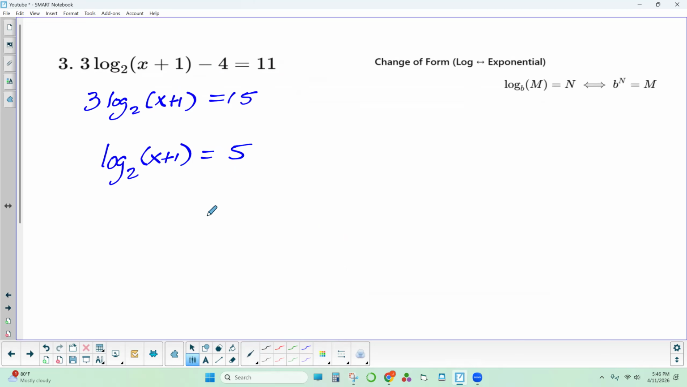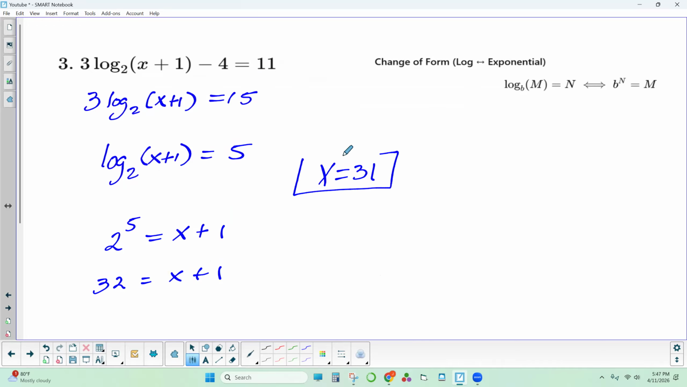Now, all I need to do here is write this in exponential form. So I'm going to change forms, and that is going to be 2 to the 5th power equals x plus 1. 2 to the 5th is 32. So what plus 1 will give me 32? That's going to be x equals 31. And if you plug that 31 into our argument here, we are good to go. That remains positive. x equals 31, and we are done.